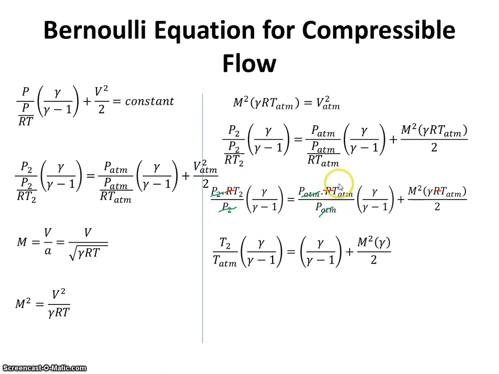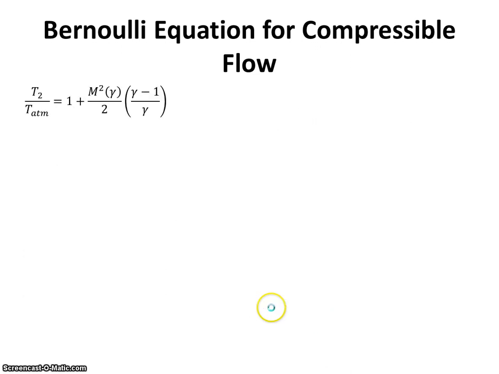Then if I bring the atmospheric temperature across to this side, I'm left with this equation. Now if I simply divide by gamma over gamma minus 1, this will become 1, and this side here will become gamma minus 1 over gamma. So that's the equation we had. I'm going to bring the 2 here and bring it inside the brackets, and the gammas cancel.